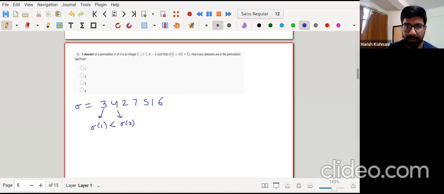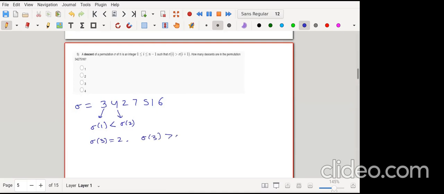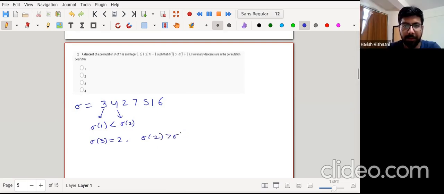Sigma of 2 is 4 and sigma of 3 is 2, right? So sigma of 3 is greater than sigma of, sorry, the other way around. Sigma of 2 is greater than sigma of 3, right? Sigma of 2 is 4 and it is 2. So 2 is a descent. So is there any other descent you can see?